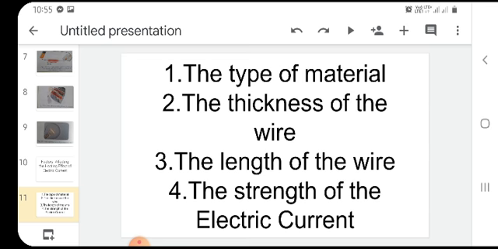Fourth factor is the strength of the electric current. For a given conductor, whatever the conductor it is, the amount of heat produced will depend on the strength of the current passing through it. A stronger current produces more heat and vice versa, and the strength of the current can be changed by using cells of different voltages while keeping the other factors constant. For example, 9 volt cells produce stronger current and hence more heat, and 1.5 volt cells produce weaker current and hence less heat.